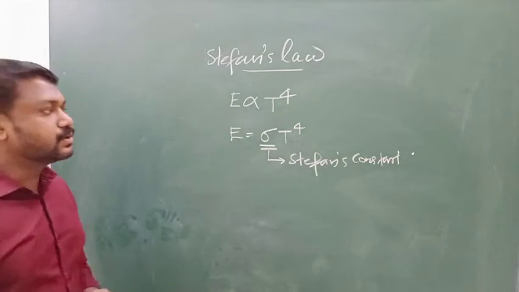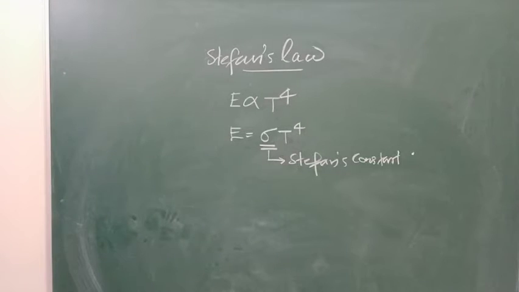So E is equal to sigma T to the power 4 is Stefan's law. That means the emissive power of a perfect black body is directly proportional to the fourth power of its absolute temperature. What is emissive power? Radiant energy emitted per unit area per unit time. That is Q by t.